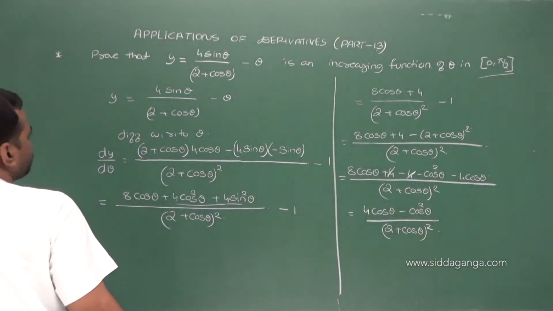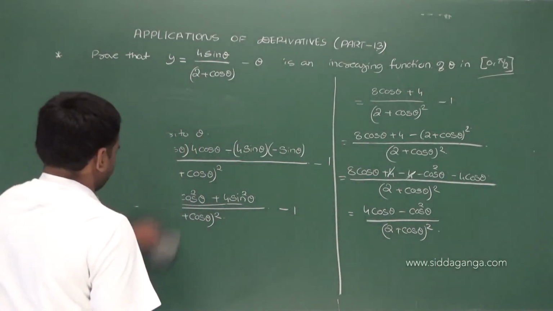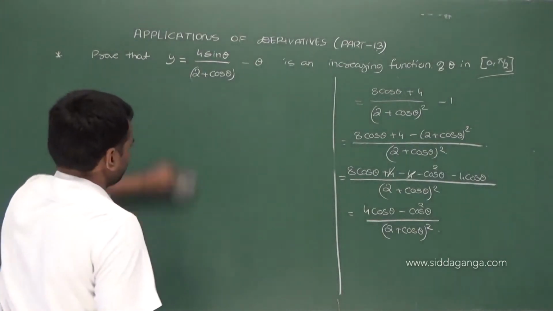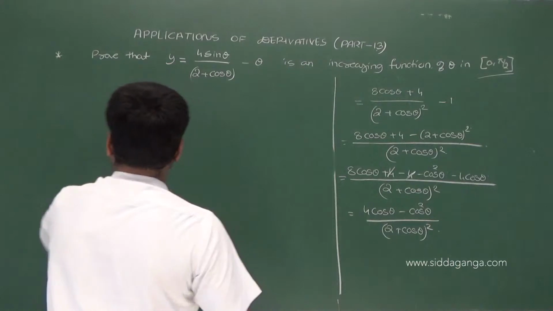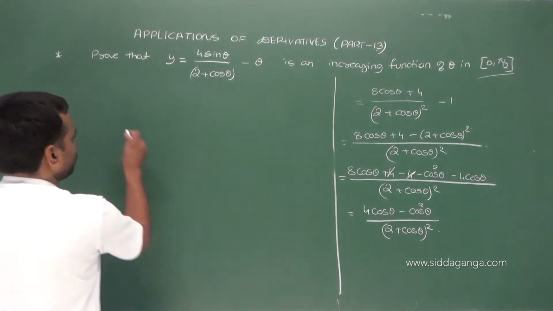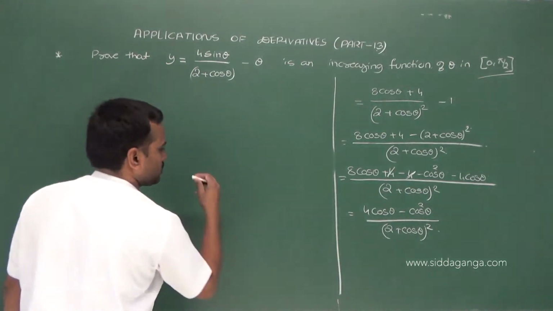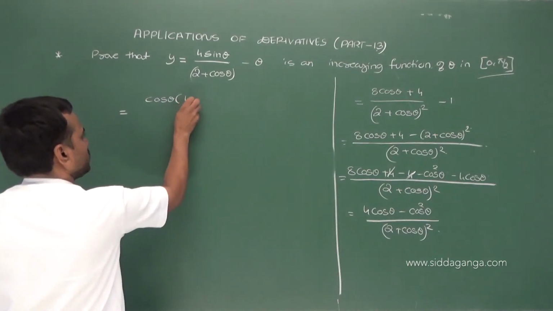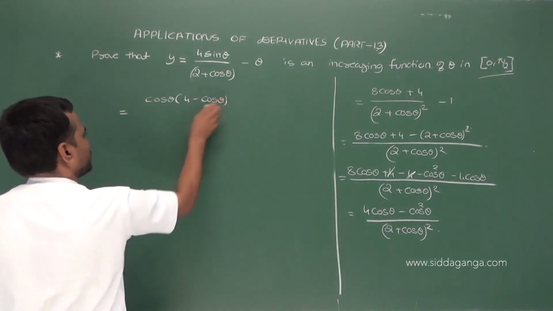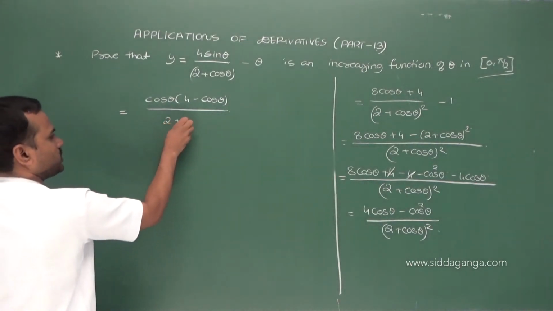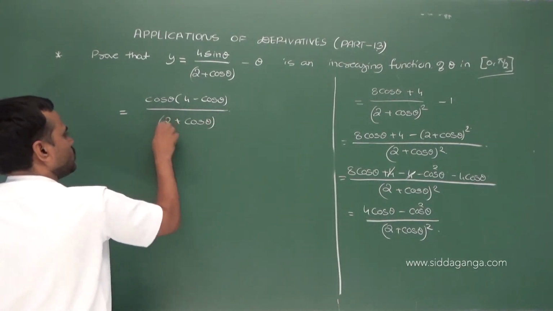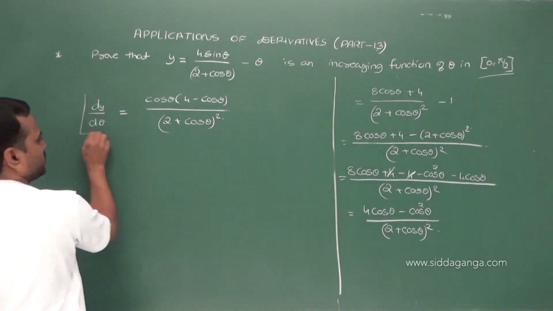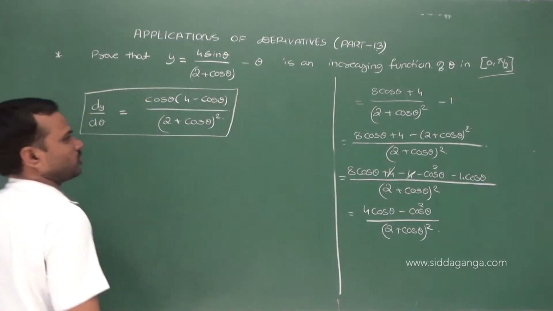So what do we do? We take common in the numerator cos theta. If I take common cos theta, 4 minus cos theta divided by 2 plus cos theta whole square. This is dy by d theta.